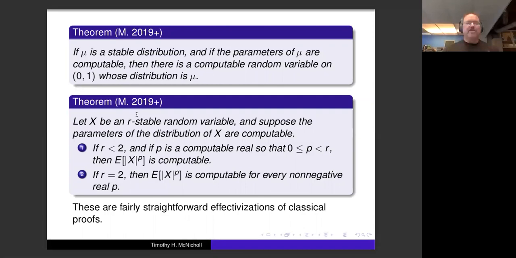Let's build up an effective theory of these things. The first thing we'd want to know is, if the parameters are computable, can you make a computable random variable with that distribution? The answer is yes, and that's not too hard to show. You take an inversion formula and work the computations. Then an effectivization of a classical result: if x is stable and its parameters are all computable, then the expectation of the pth power of the absolute value of x, the pth moment of x, is computable provided p is less than r. What happens if p is at least r? Then that expectation is infinite. However, if r is 2, then this moment is computable for all non-negative reals p. So these theorems, like the previous one, are more or less straightforward effectivizations of classical results.